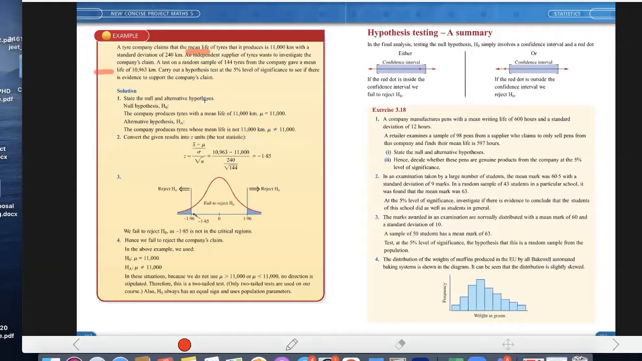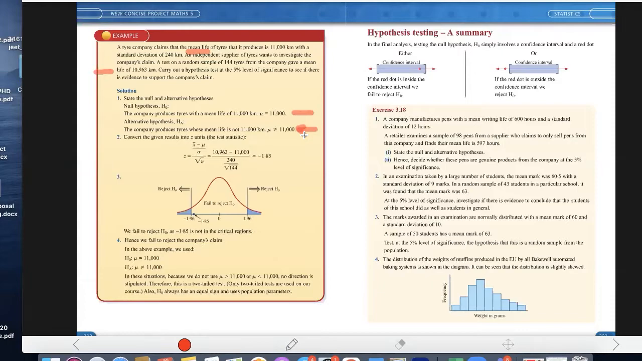Okay, so solution number 1. State the null and alternative hypotheses. The null hypothesis: the company produces tires with a mean life of 11,000. That's what the company claimed. Who are we to argue with that company? We've no data to back it up. So therefore your H0 is that the mean life is 11,000. For the alternative, you don't say it's less than 11,000 or greater. You say it's simply not 11,000.